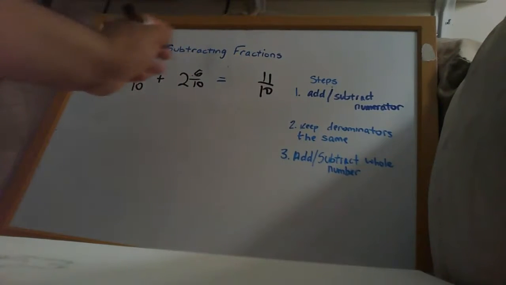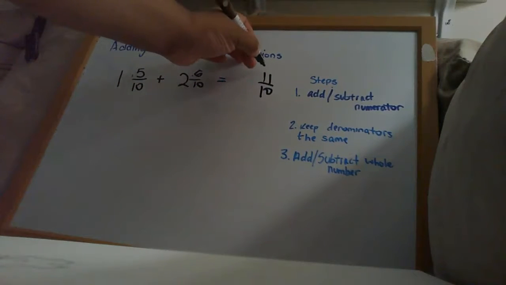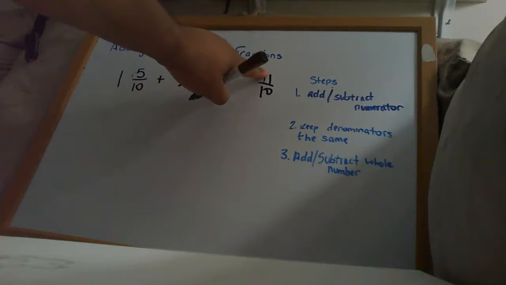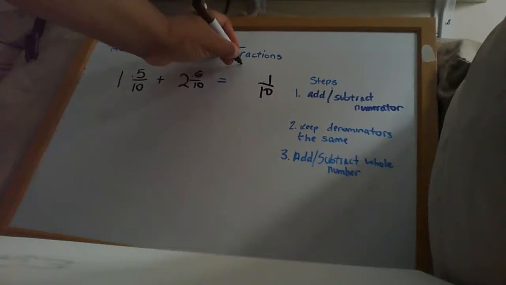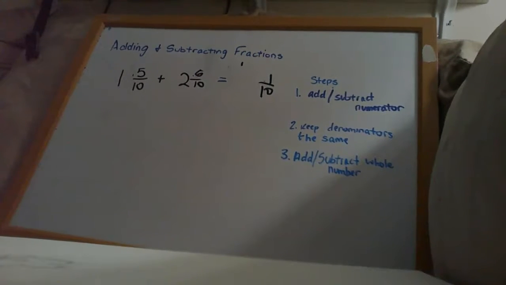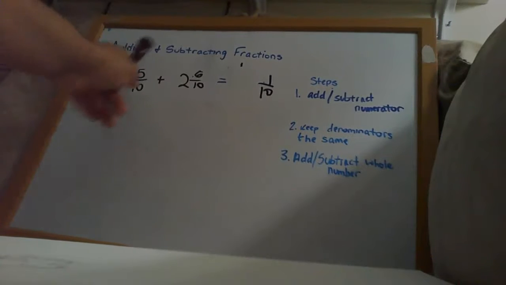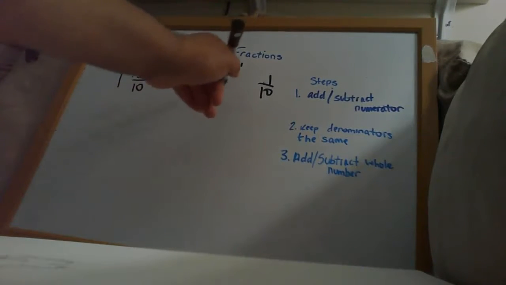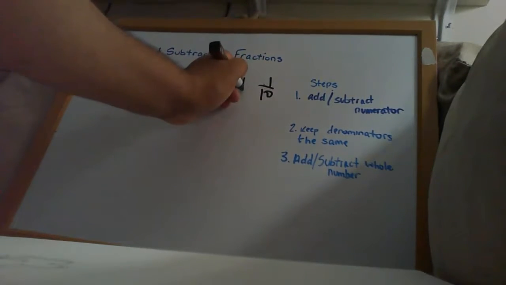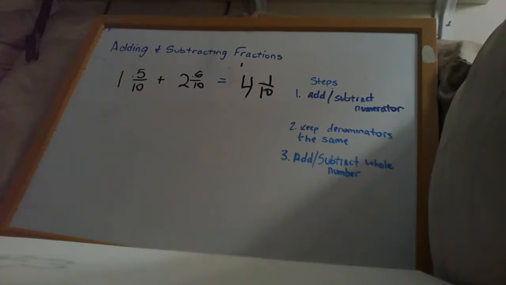So 5 plus 6 equals 11. And we're just going to regroup. So I'm going to erase this, add the 1 right here. And 1 plus 2 equals 3. 3 plus 1 equals 4. So now we have 4 and 1/10. And what about for subtraction?